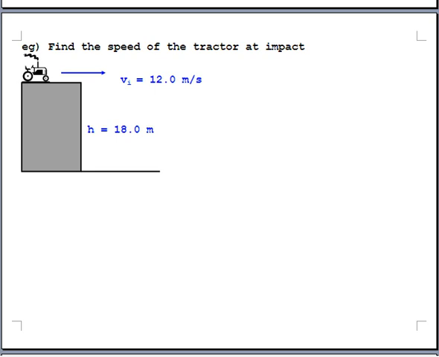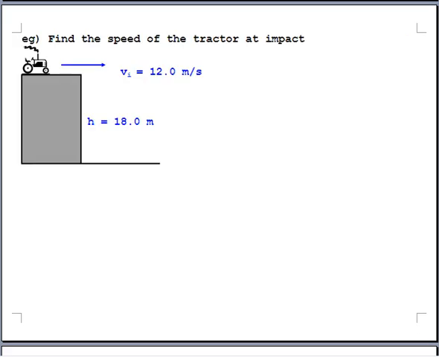Okay, let's try this one out. We've seen a question like this in chapter 4 where we drove a tractor off of a building. Here we're going to use conservation of energy to find the speed of the tractor at impact. It's going to drive off of an 18-meter tall building with an initial velocity of 12 meters per second. So conservation of energy, we want to list the whole equation, and then we're going to cross out the stuff that we don't have. Again, I promise it's easier this way.